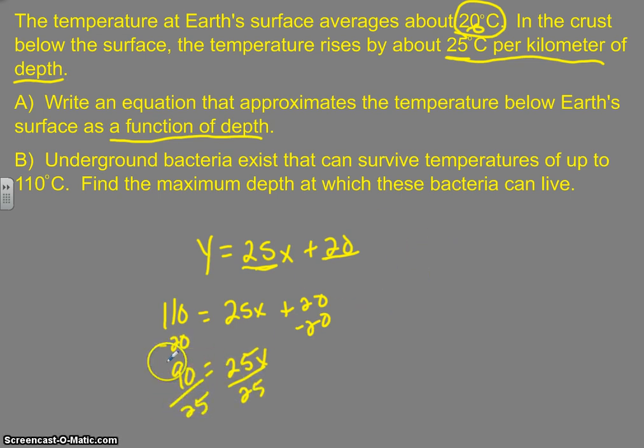Okay, so I get 90 is equal to 25x. I'm going to divide both sides by 25. So I get this fraction, which is 90 over 25, which if we divide, is going to be 3 3/5, or 3.6. And that is in kilometers. So we can see that the maximum depth that will survive is 3.6 kilometers. We're using the unit that they gave us in the original problem.